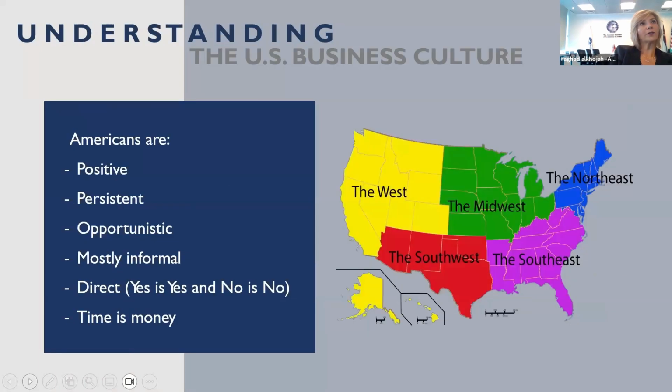Okay, so understanding the US business culture. As you see, the US, and I mentioned this before, is divided into different regions, and then these regions are broken up into different states. So we have the West Coast, the Midwest, the Northeast, the Southwest, and the Southeast. And then you have the landlocked areas, and then you have the coastal areas.